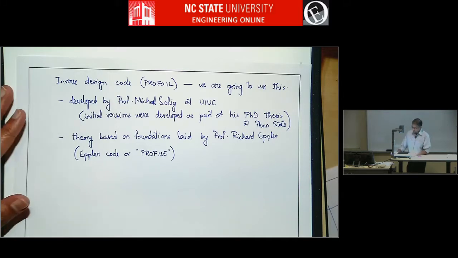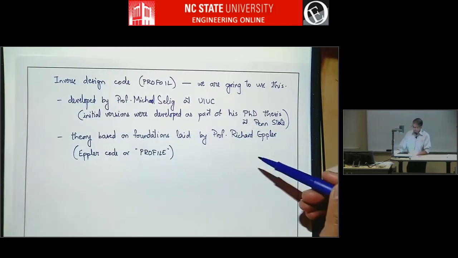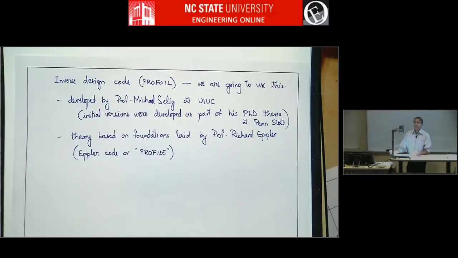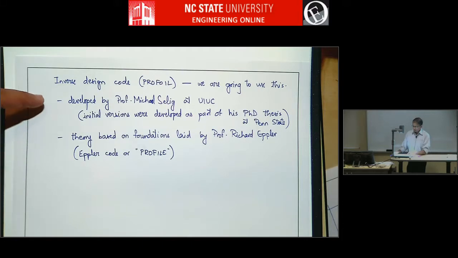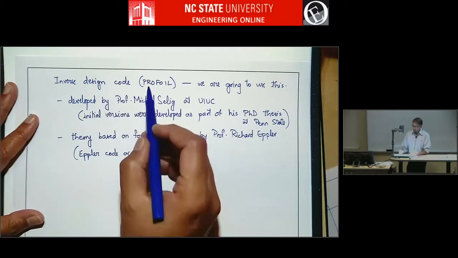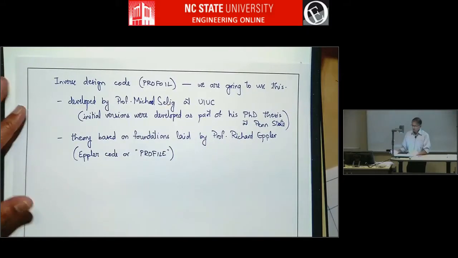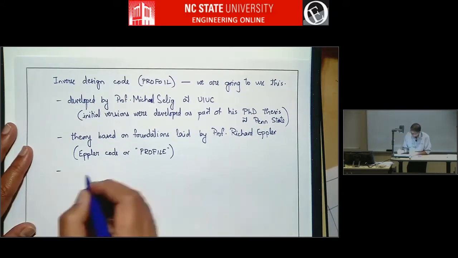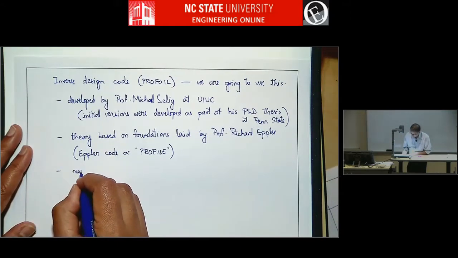So based on these foundations, this code was used by a lot of people for many years. Some people still use it, but it was widely used until maybe the 1980s, 85 or so. And then Professor Selig came up with the PROFIL code, which is used by a few people. I use it, for example, and it's been used in so many projects, but by a handful of people, let's say that. So compared to the Eppler code, it has numerous additional features.